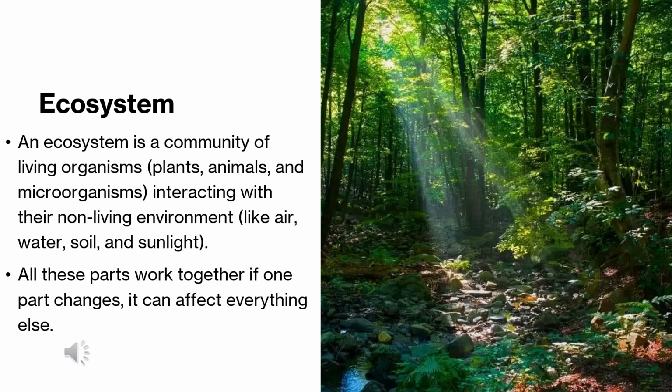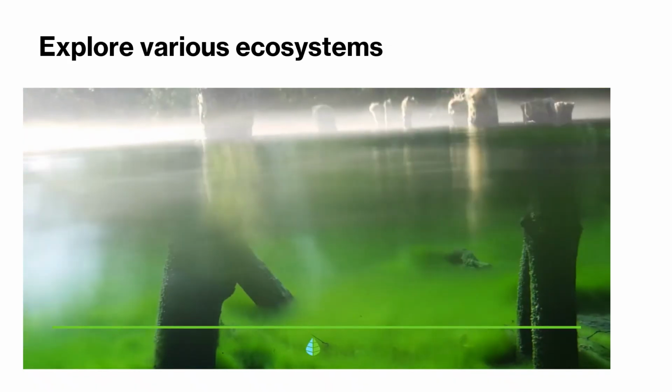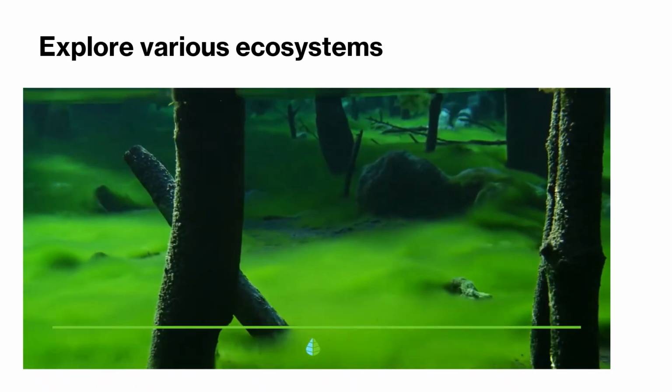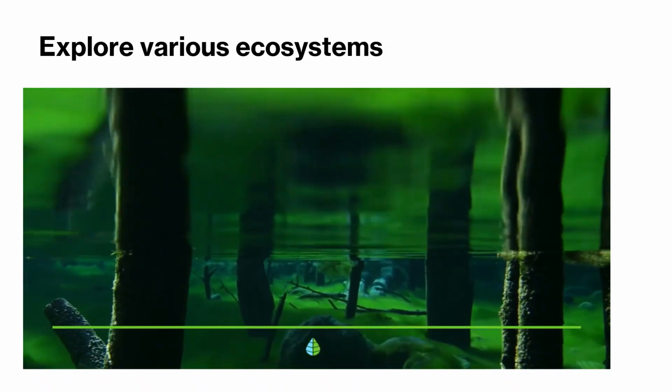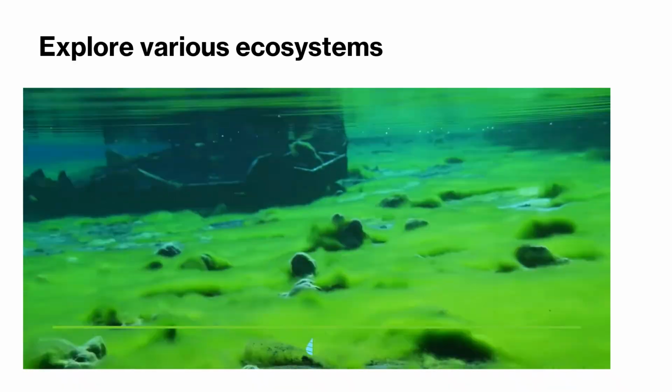An ecosystem is a community of living organisms, plants, animals, and microorganisms interacting with their non-living environment, like air, water, soil, and sunlight. All these parts work together. If one part changes, it can affect everything else. Now, let us go through various ecosystems. In this video, we'll be talking about the 4 types of ecosystems: terrestrial, aquatic, mixed, and artificial.